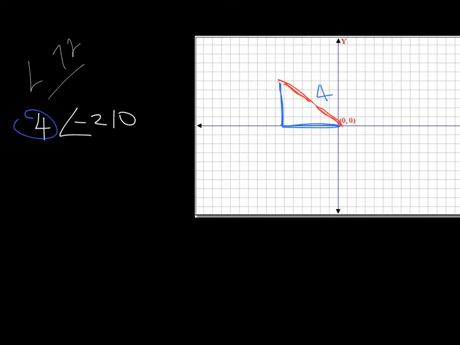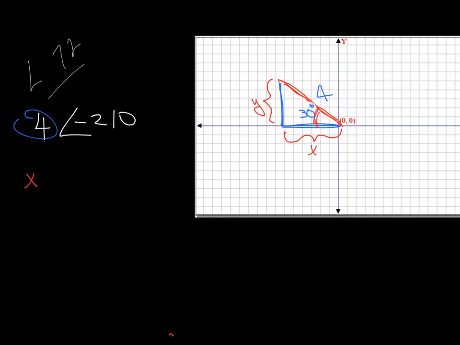Alright, so we know that the hypotenuse is 4, and that's all we know. But we also know this angle right here, don't we? Because all the way around here is 210, and from here to here is 180, so that means the difference right there is 30 degrees. So remember, what we're looking for is my x and my y when I'm translating it to rectangular.